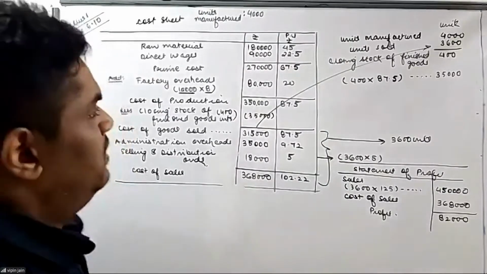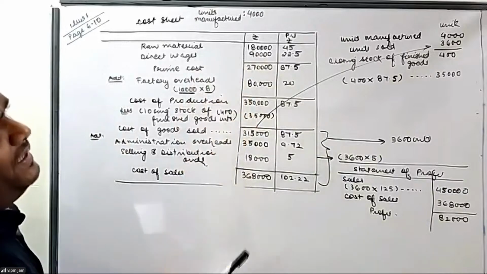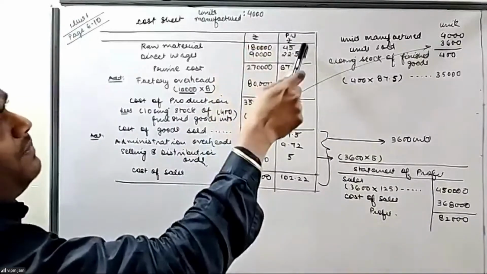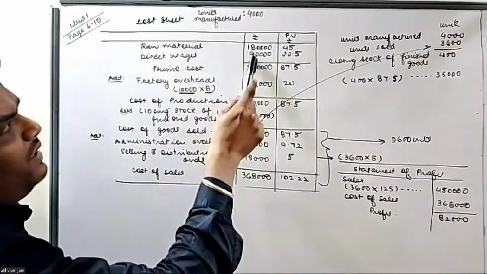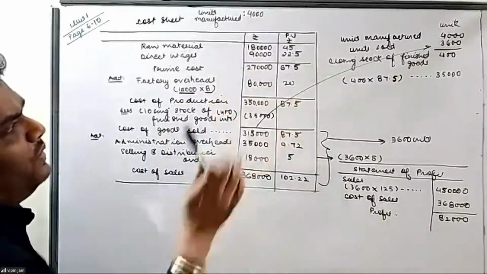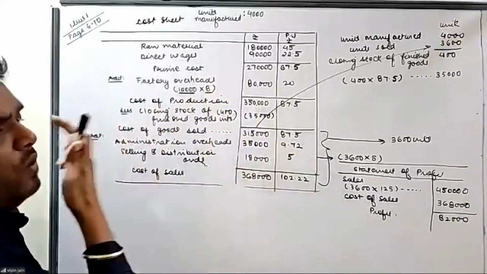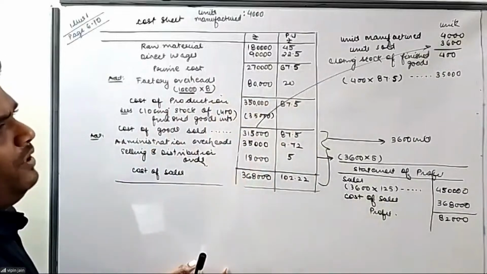So Nitish, right from start, raw material 1,80,000 for 4,000 units. So 1,80,000 divided by 4,000, 45. Direct wages are 90,000. So 90,000 divided by 4,000, 22.5. So material plus wages is my prime cost. That is 2,70,000, or 67.5 per unit.